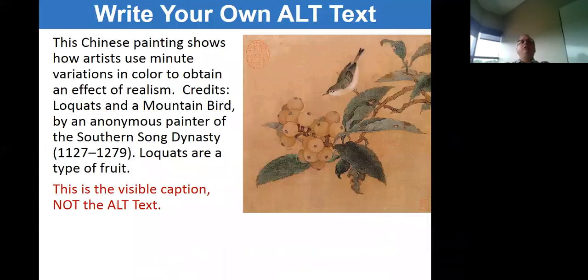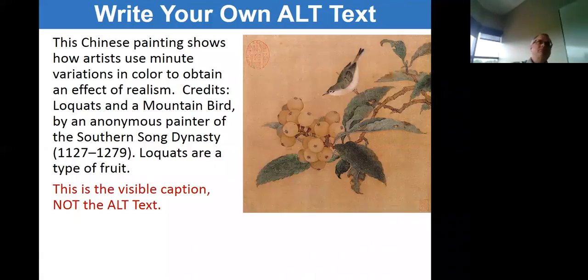Okay, so just take a minute here and take a look at this. The text on the left there is the visible caption that's either below or right beside the image itself, not the alt text. What alt text would you create for this image? Let's put it in context. Let's say you're in an art class that's investigating Chinese painting techniques over the ages.